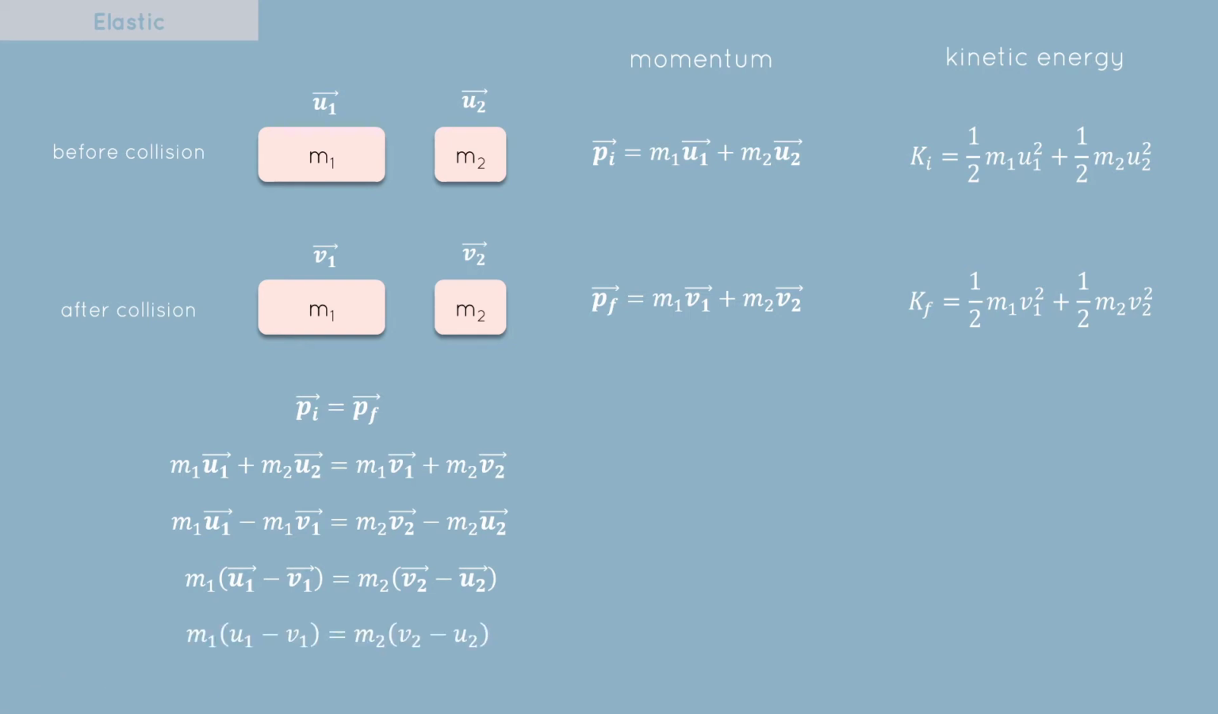And we can remove the vector notation if we let signs represent the direction. So we can take the right side, for example, to be positive. If the velocity points towards the left, then it will be negative. To give an example, let's say v2 points towards the left and has a magnitude of 3. So for v2, we will substitute in negative 3.